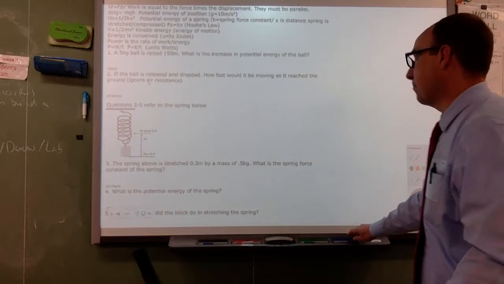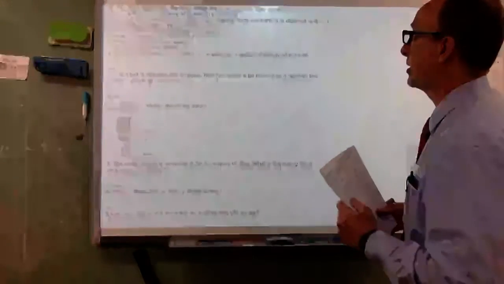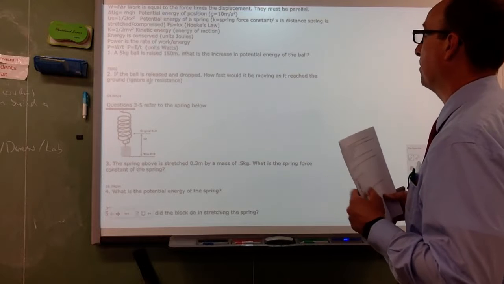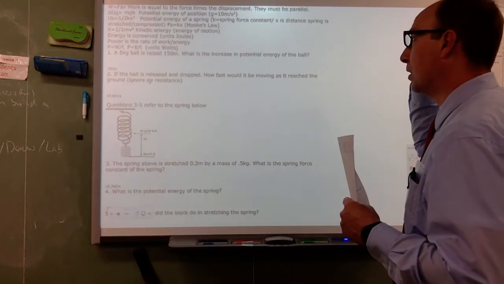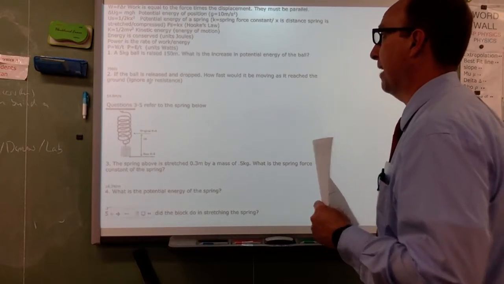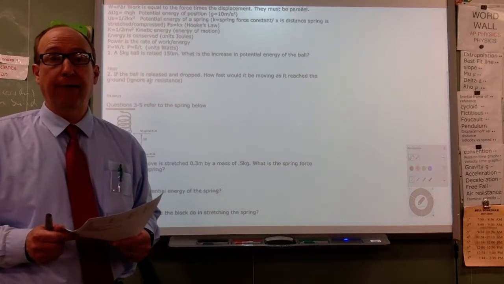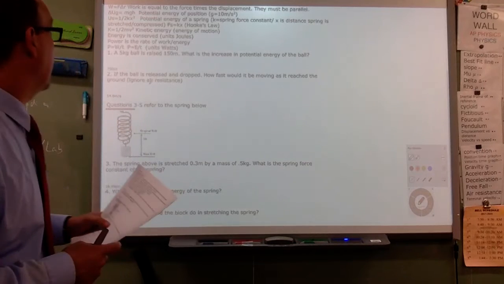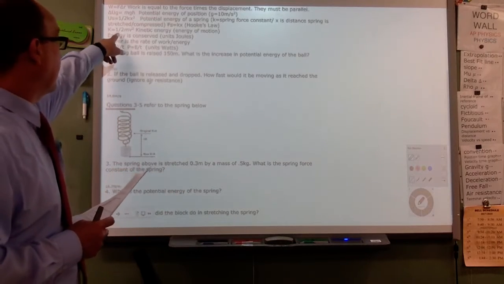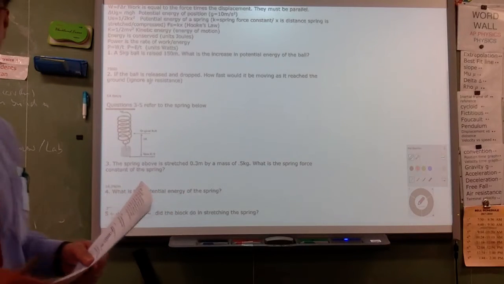So if you remember, we started with work and energy and then moved on to momentum. Work is going to be equal to the force times the displacement, and they have to be parallel. Our potential energy was equal to the mass times the acceleration due to gravity times the height. Our spring energy is equal to 1/2 kx squared. And then we have kinetic energy, which is 1/2 mv squared. And then power is going to be work over time.